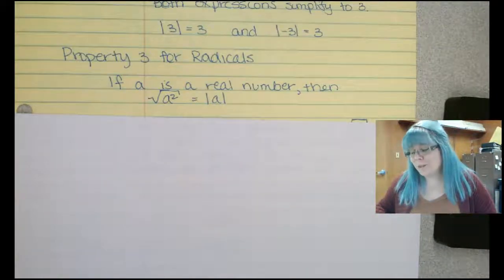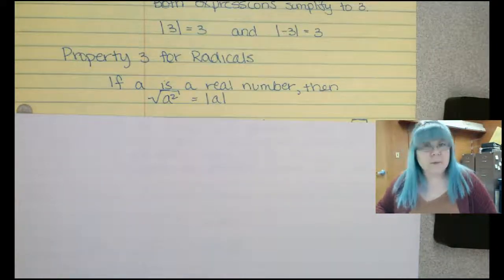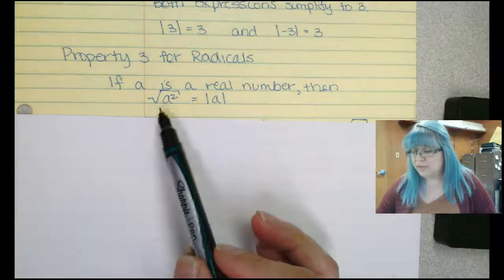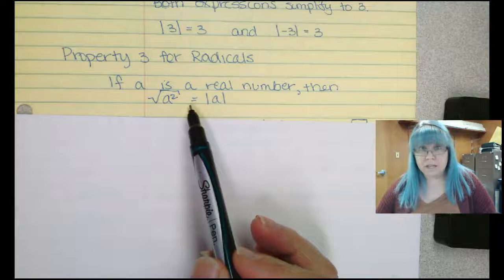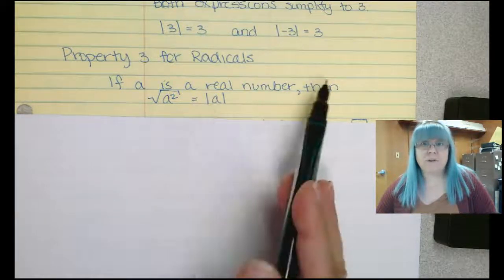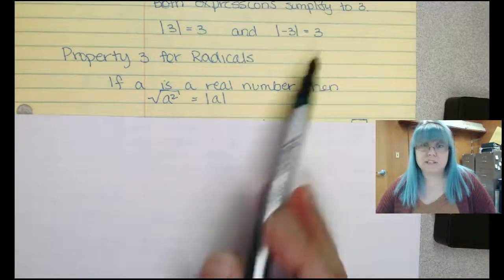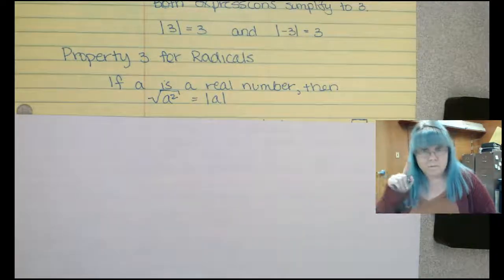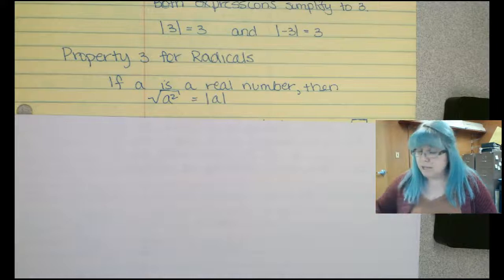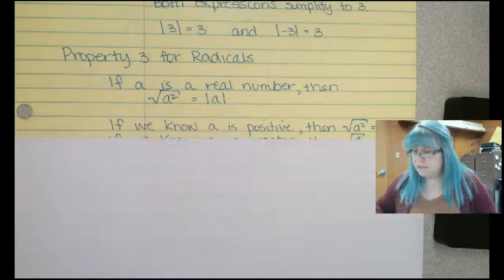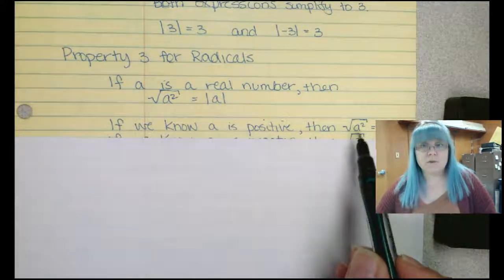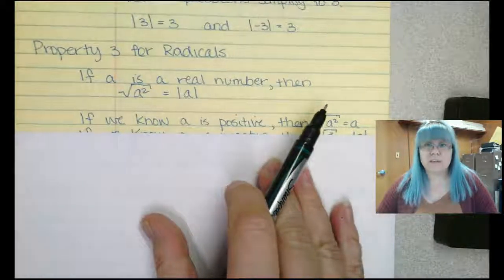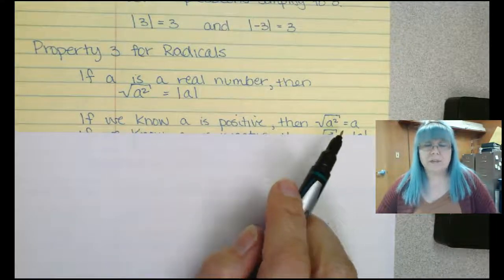Here's property 3 for radicals. If a is a real number, that means it could be positive, it could be negative, then the square root of a squared will be the absolute value of a. We're forcing it to be positive because we don't know if it's negative or positive anymore. Now, that's because we don't know. If we do know that it's positive, then the square root of a squared will just be a.